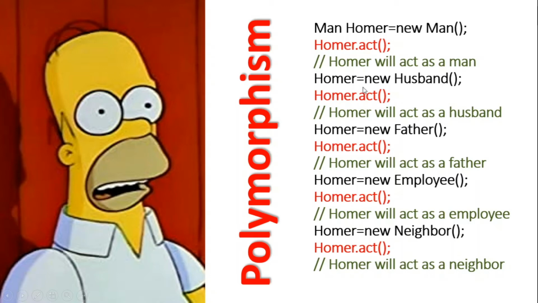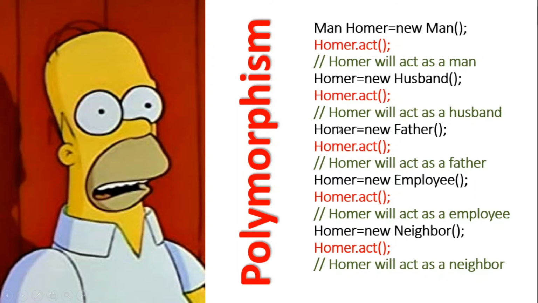Right after that, look what I'm going to do here. Still have the object Homer equal new husband. So now Homer is going to start acting as a husband after this. So when I call the function act, Homer no more is going to act as a man. He's going to start acting as a husband.